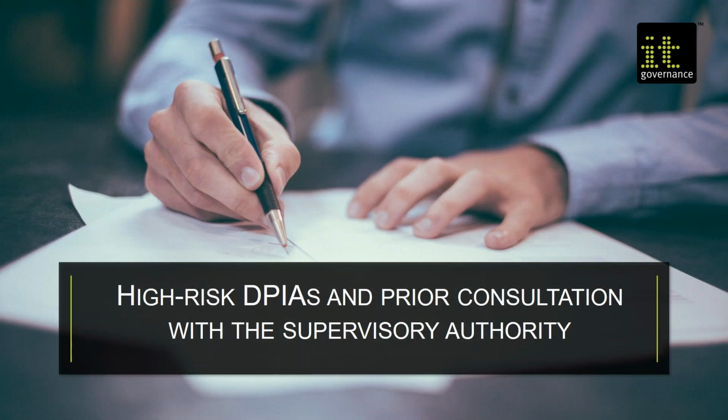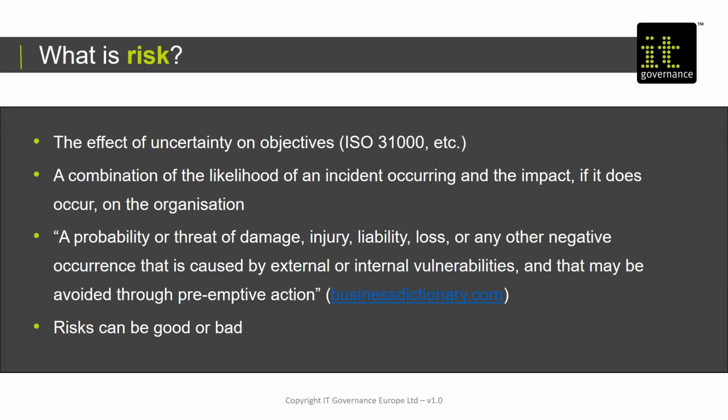And this moves us on to considering privacy risk as well as prior consultation with the Data Protection Commission. The regulation, again, doesn't tell us what high risk is. You have to determine this for your own organisation. We look at a few definitions of what risk is considered to be on this slide. However, ultimately, risk is a combination of the likelihood of something happening and the impact on the organisation if it happened.